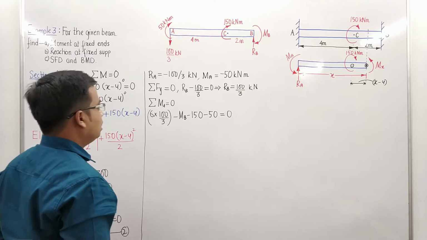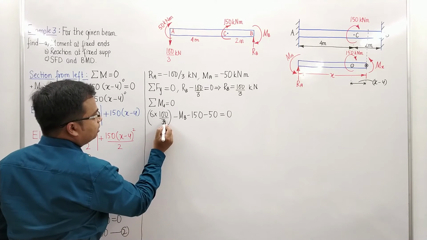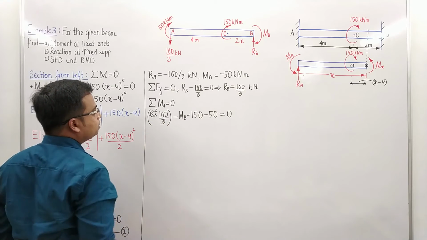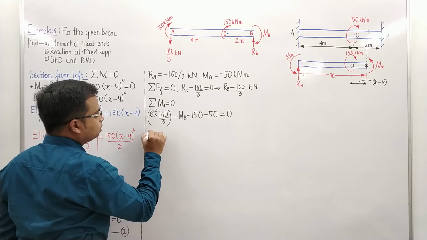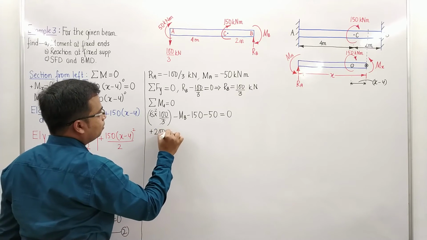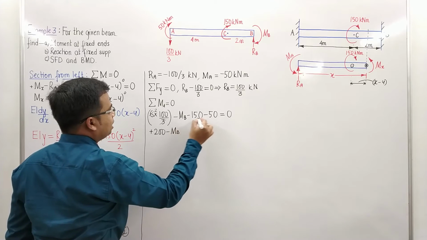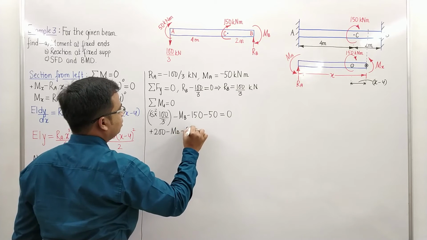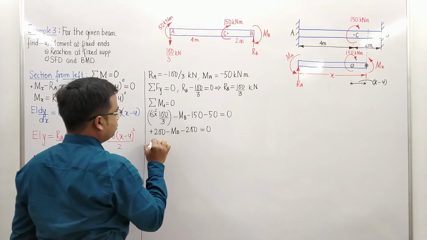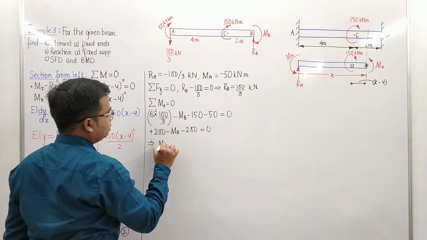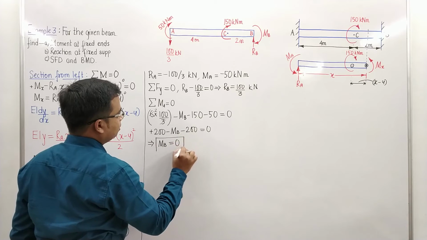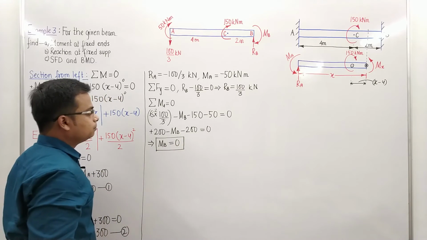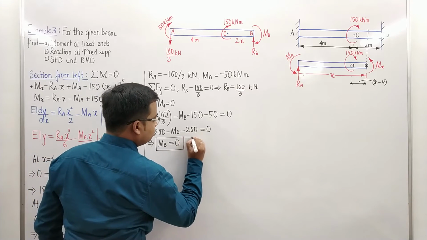It's pretty simple. And if you watch, 100 by 3, 3 twice is 6, so this is going to be 200. So this is plus 200 minus MB minus 150 minus 50, which is minus 200. That's a beautiful result, and this means the value of MB is obviously going to be equal to 0. It's a very important result, a very important conclusion.